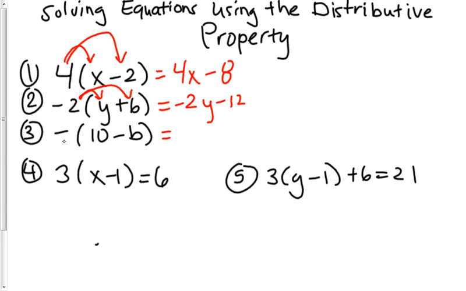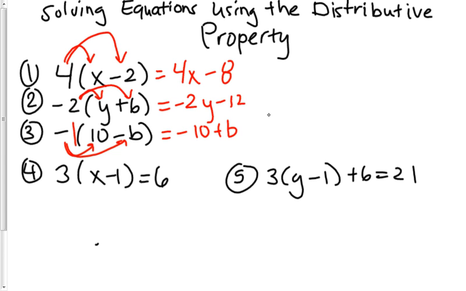Our next one, we have just a negative. Since there's no number there, it's understood that it's a 1, so negative 1. So we got to multiply negative 1 by everything inside. So negative 1 times 10 is negative 10, and negative 1 times negative b is plus b, a positive b. So that's how you would simplify number 3.